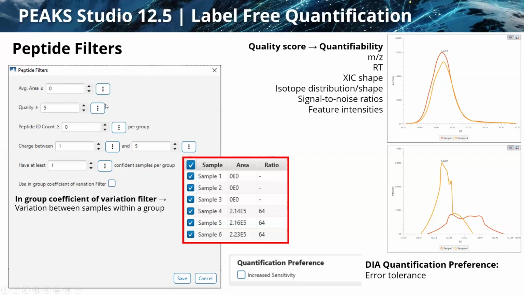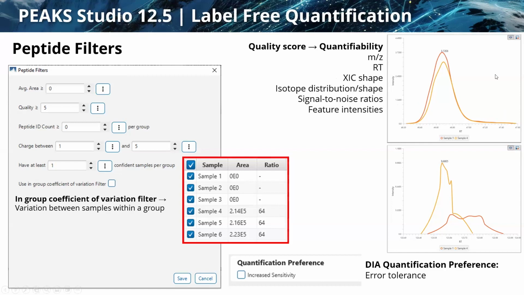You can also filter by quality, which means quantifiability. So Peaks is going to look at m/z similarities, retention times, chromatogram shapes, isotope distribution shape, signal to noise ratios, and feature intensities across the feature vectors. If these are very similar and they're very intense features, it's going to have a higher quality score because we're a little more confident in the quantifiability of this.